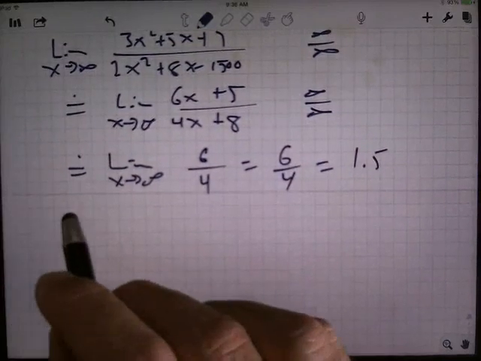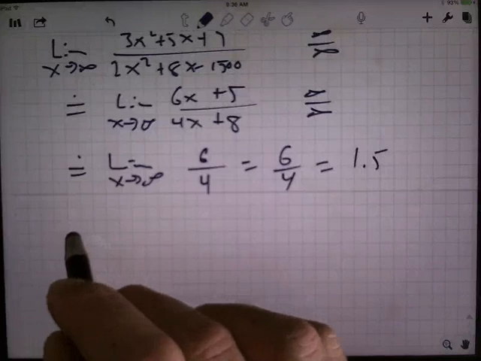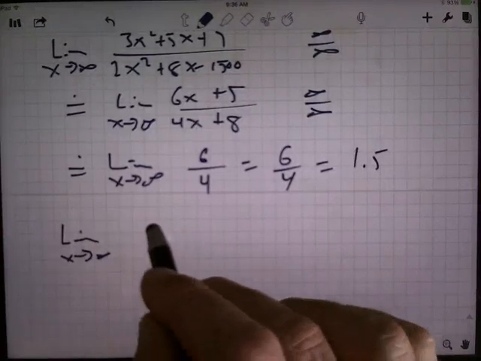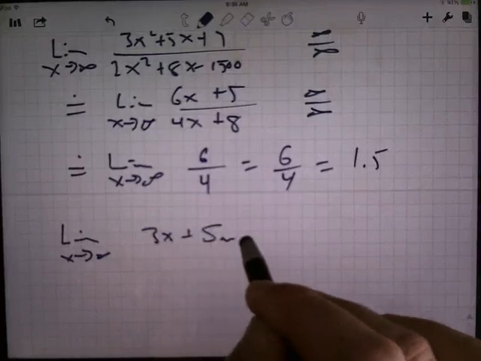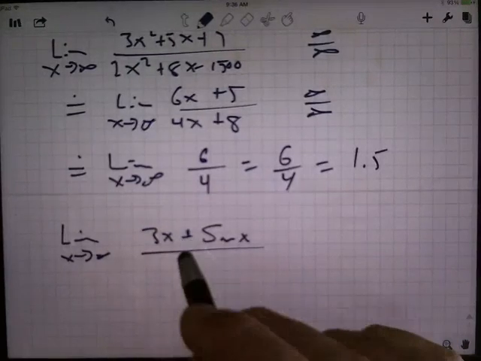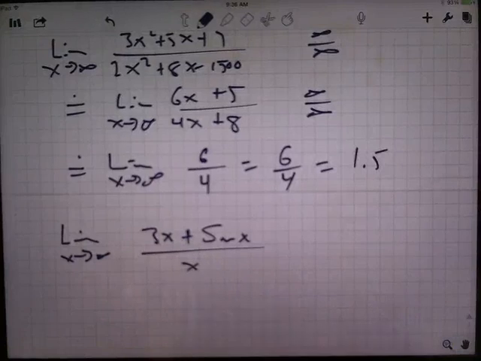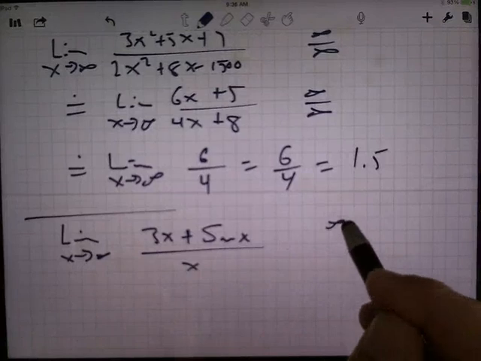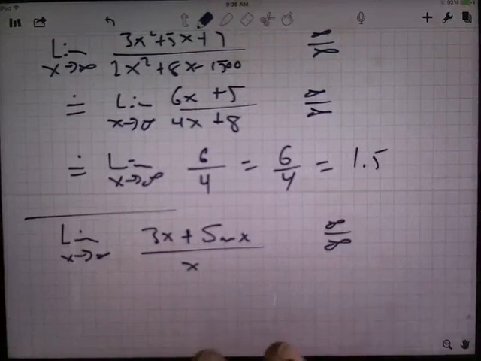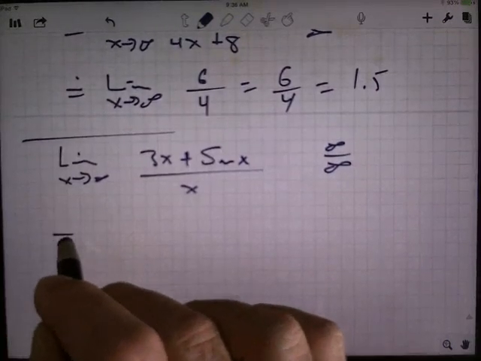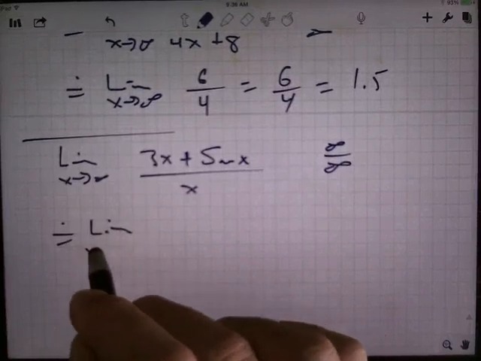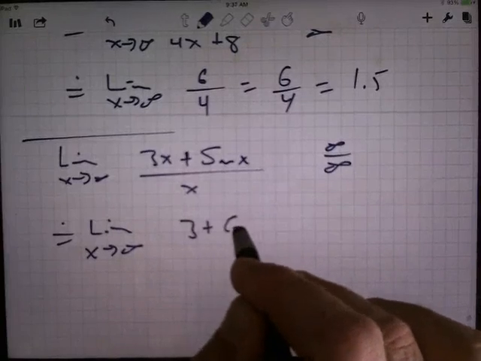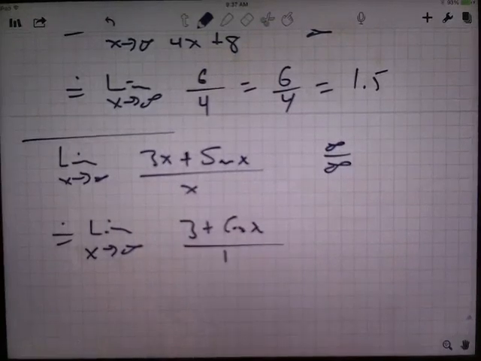There's an example I want to take a look at here. The limit as x goes to infinity of 3x plus sine x over x, let's say. Keep it reasonably simple. This is an infinity over infinity situation, so I'm going to try L'Hopital's rule on it. Limit as x goes to infinity. The derivative of the top here is 3 plus cosine x. The derivative of the bottom is 1.